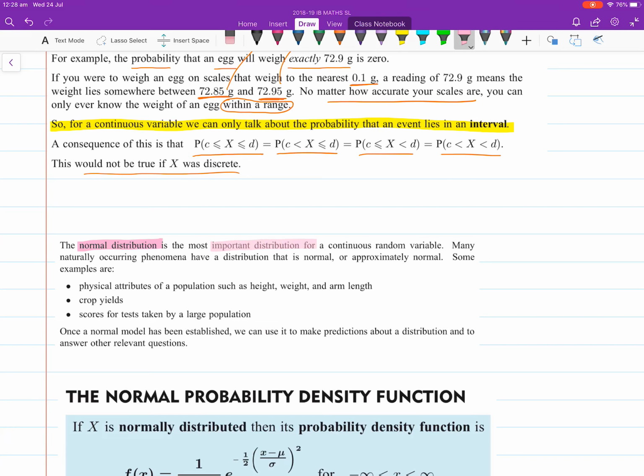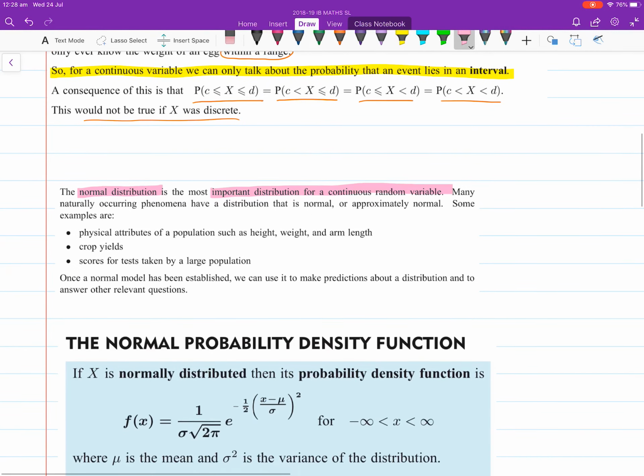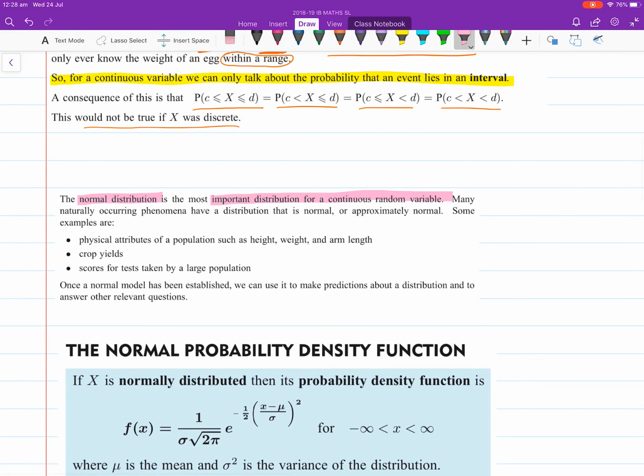Okay, so that's your most important distribution for a continuous random variable. And yes, lots of things in real life take on this sort of behavior. So you might, for example, look at the scores of tests taken by a large population, the crop yields of a farm, or you might do a survey of people's heights, weights, and arm lengths, or something like that. And usually the data will take this sort of shape, which is really interesting.